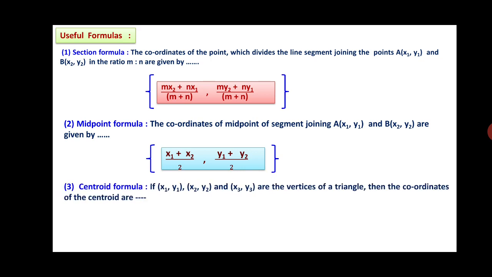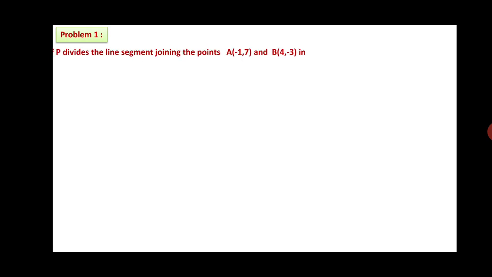Centroid formula: if (x1, y1), (x2, y2) and (x3, y3) are the vertices of a triangle, then the coordinates of the centroid are (x1 + x2 + x3)/3 and (y1 + y2 + y3)/3. So friends, let us start with the problems based on this.